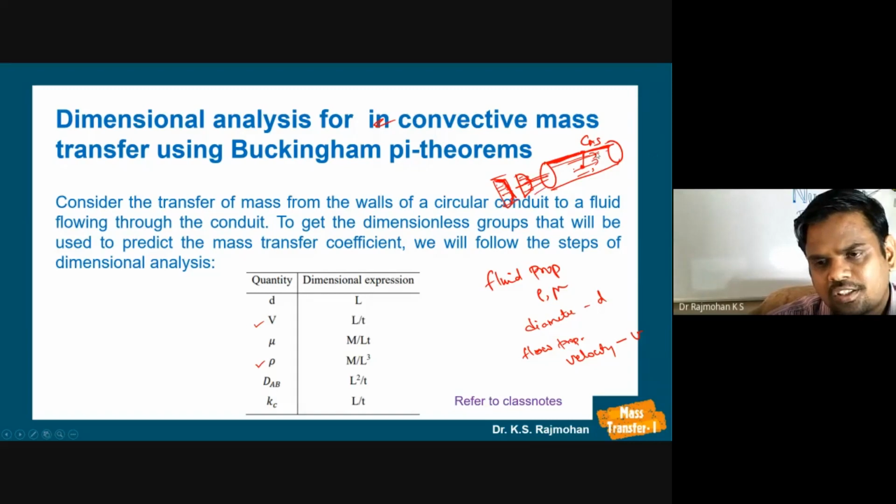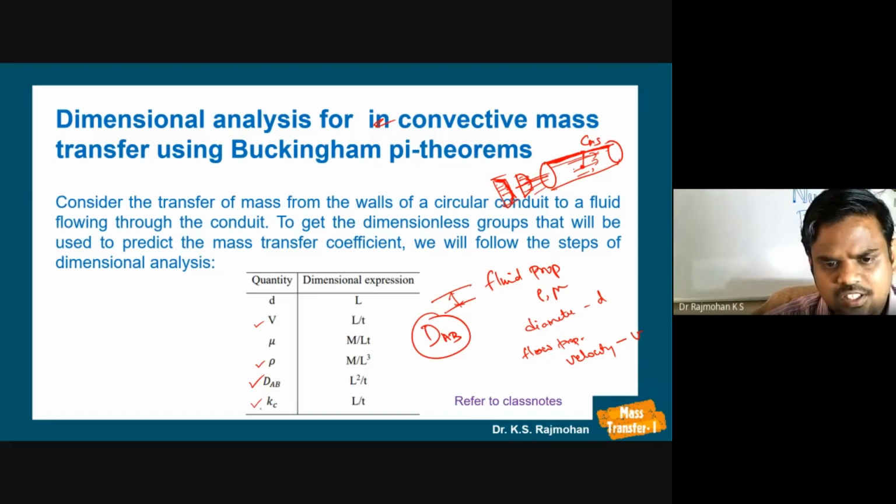because mass transfer is taking place from the surface where the concentration is high. In the bulk of the liquid it is less, so there is a driving force for mass transfer, hence mass transfer will take place. Let us say through this thin film we have molecular diffusion taking place, and DAB is the mass transfer property. In the thin film, what is the resistance?